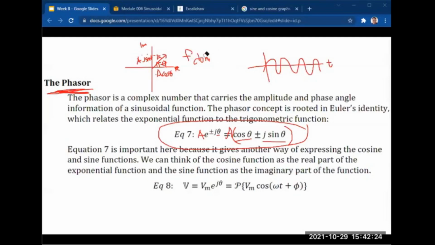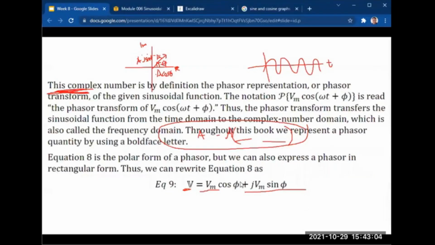and sine functions. So we can think of the cosine function as the real part and the sine function as the imaginary part. Okay, so we have here V, this is Phasor. This notation is Phasor. Okay, so which is equal to this. P is meaning the Phasor equivalent of this one. So this is the Phasor equivalent. Okay, next.